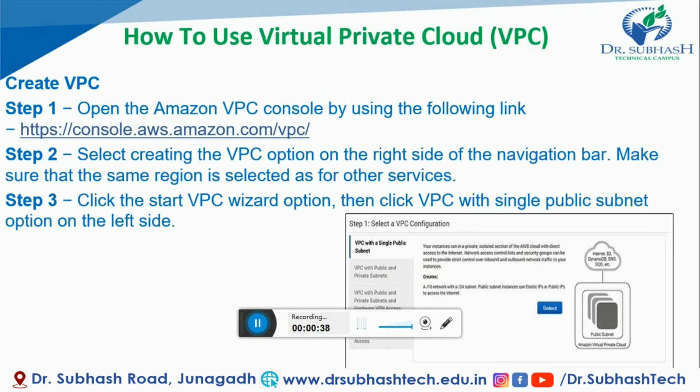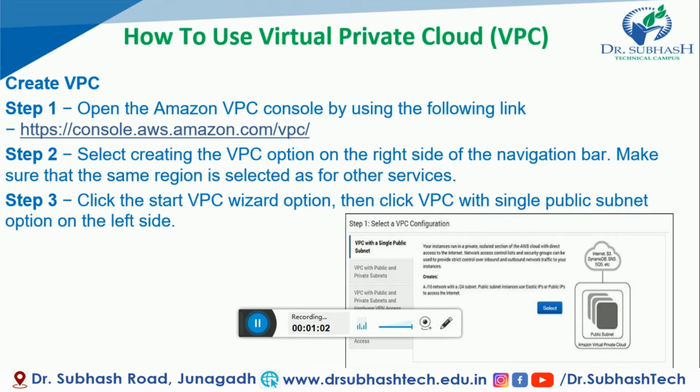First step is to create a VPC. In step 1, you can see here we have to open an Amazon VPC console by using the following link. In step 2, select the create VPC option on the right side of the navigation bar. Make sure that the same region is selected as for other services.